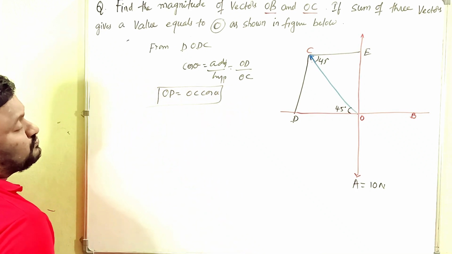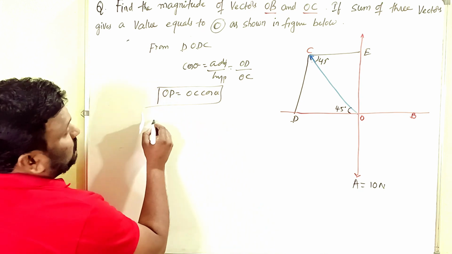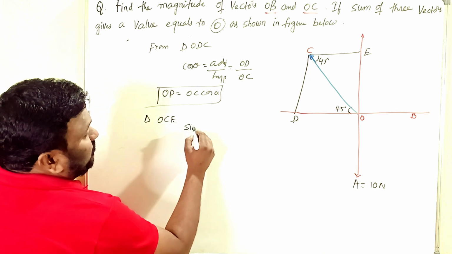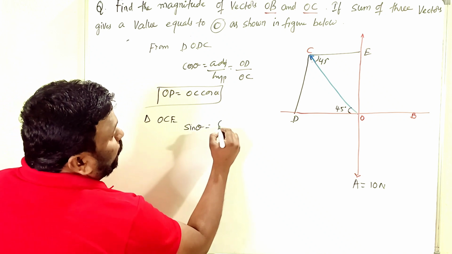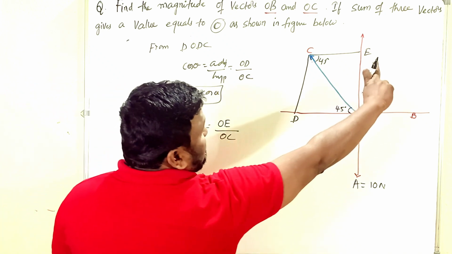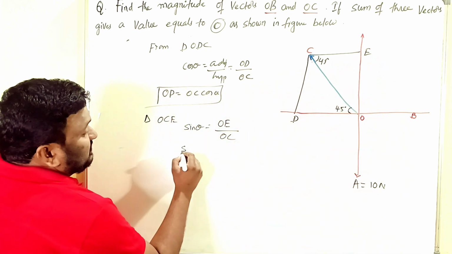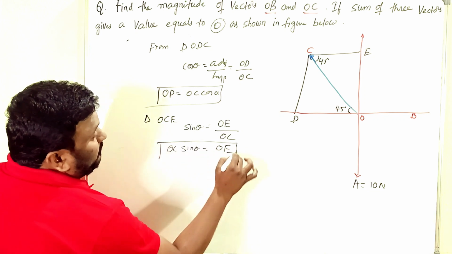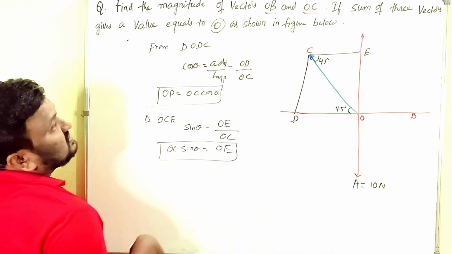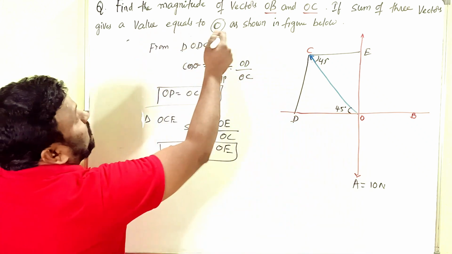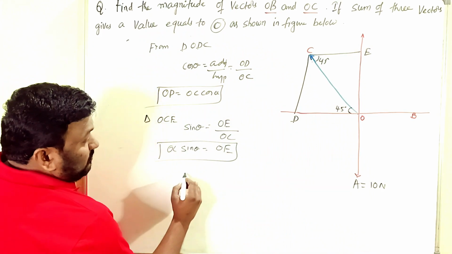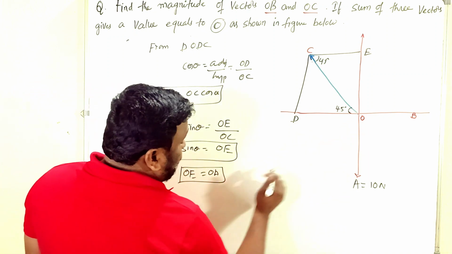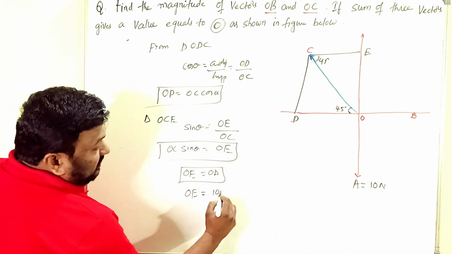And next thing, from triangle OCE, what do we write children? Sin theta is equal to OE by OC. This is the opposite side and this is the hypotenuse. So sin theta is equal to OE by OC, means OC sin theta is equal to OE. So children, he was given one clue: the sum of the vectors should be equal to 0. That is possible only when OE is equal to OA. The given value is 10. So therefore OE is equal to 10 newtons.